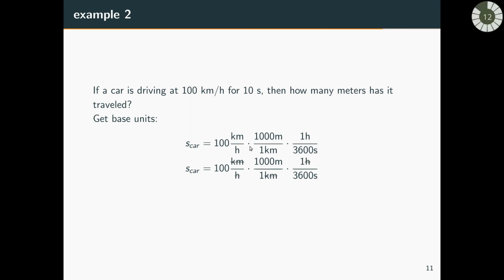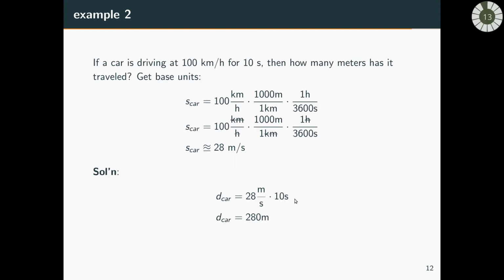And using dimensional analysis, I'm able to divide out the units I do not want. A kilometer divided by a kilometer is just 1. An hour divided by an hour is just 1. And I'm left with units of meters per second. So I multiply this and divide by this, and I have my speed in meters per second, which is very close to 28 meters per second.